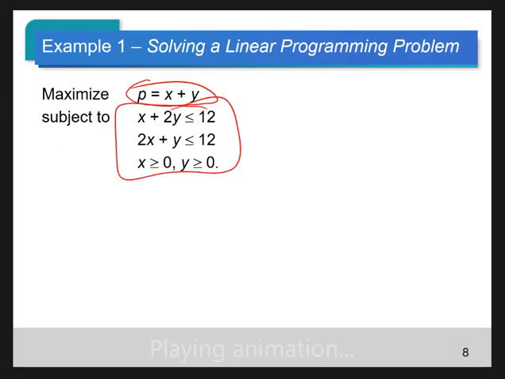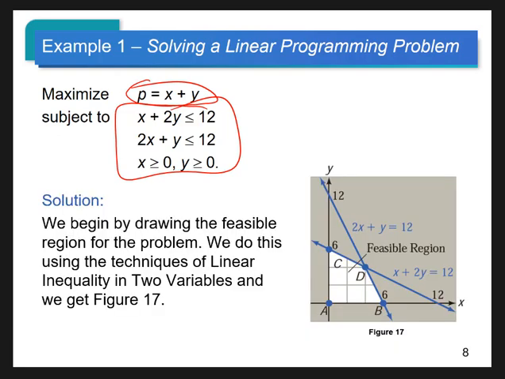So the first thing we're going to do is graph those constraints. x plus 2y is less than or equal to 12. That gives us this line across here. 2x plus y is less than or equal to 12. That gives us this line here. And then, of course, x is greater than or equal to 0, that would be this line. y is greater than or equal to 0 is this line.